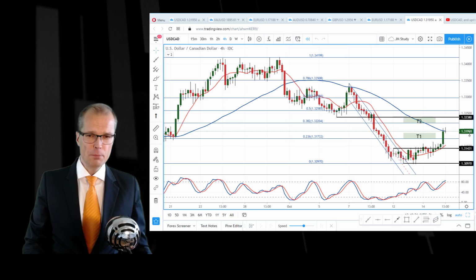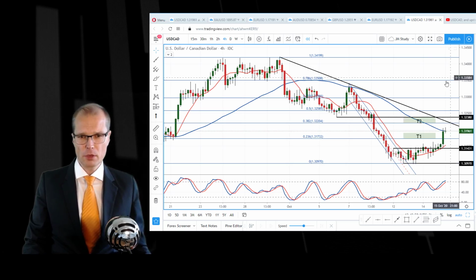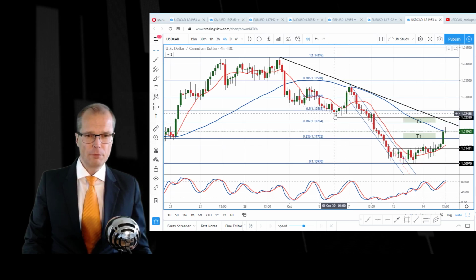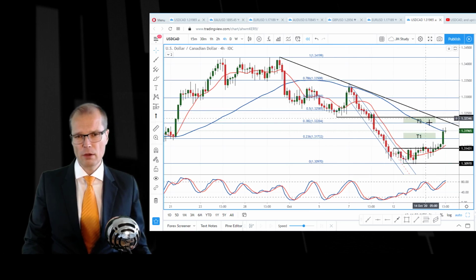So I'm thinking, okay, we have hit the target one and we possibly hit the target two also. But what if the market retraces before that or after it has hit this T2 level? So I think this downward pointing trend line could come into play. It's one of those technical factors that come together here. We have the 38.2 Fibonacci level. We have this October the 6th low here, and now we have the downward pointing trend line. All of these are coming together roughly at the same zone.